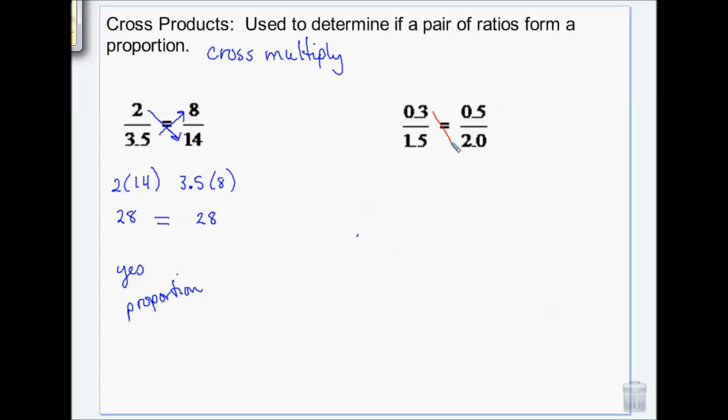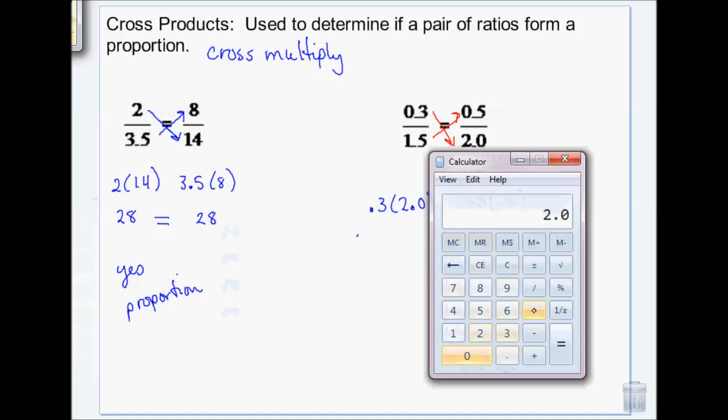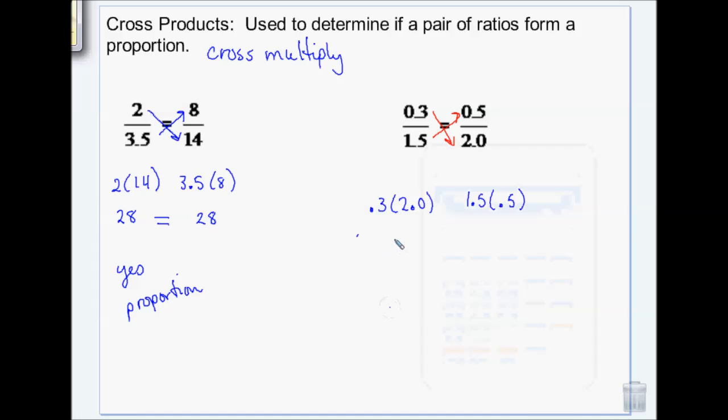Okay. I'm going to cross multiply, and I'm going to get 0.3 times 2.0 and 1.5 times 0.5. I think that's going to be 0.6, and this is 0.75. These are not equal, so not a proportion.